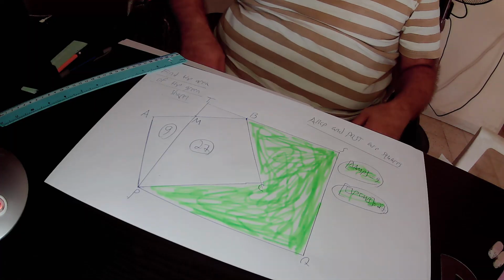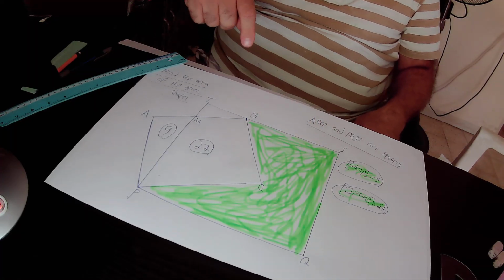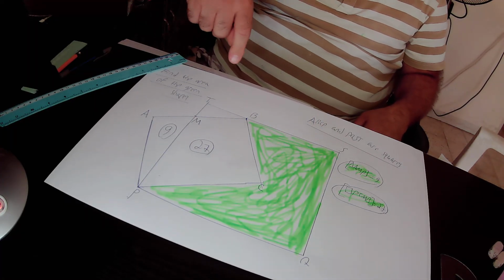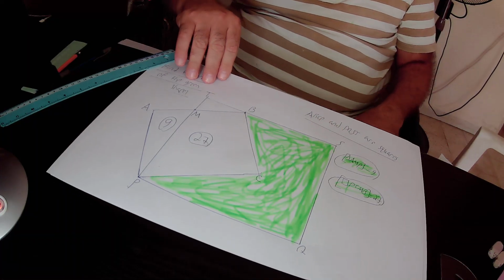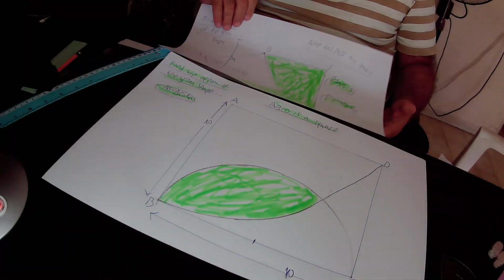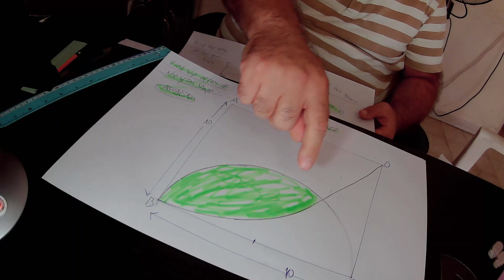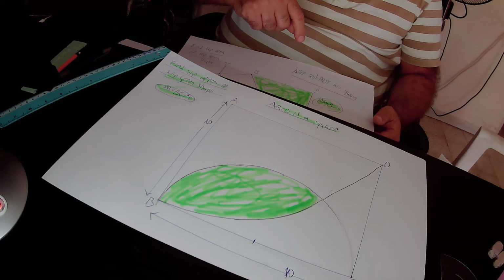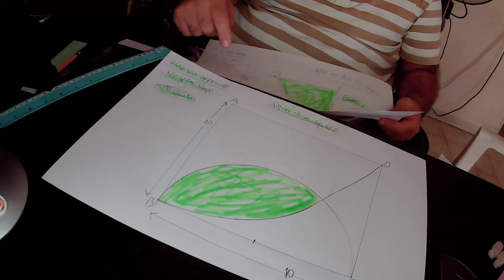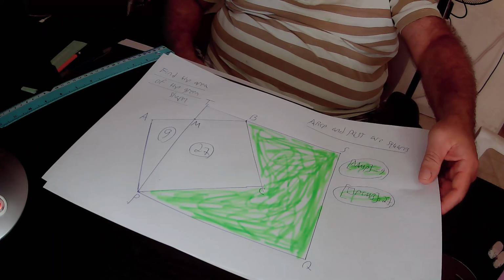Now in this lecture I'll answer two questions. In the first question we find out the area of this green shape that is inside square TSQP, and in the second question we find out the area of this green shape that is inside square ABCD. So we start with the first question.